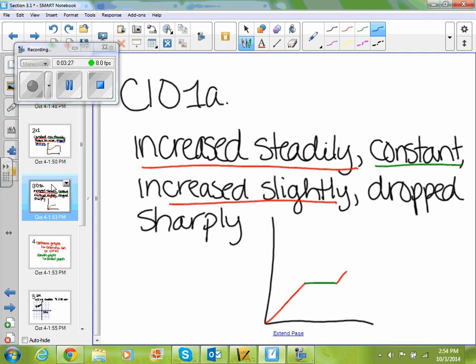And then the last thing that it says it does is drop sharply. So what direction is my line going then? Down. So it's going to be going down, and it's going to go down really, really fast. Okay, so my graph will look something like that for my air temperature.